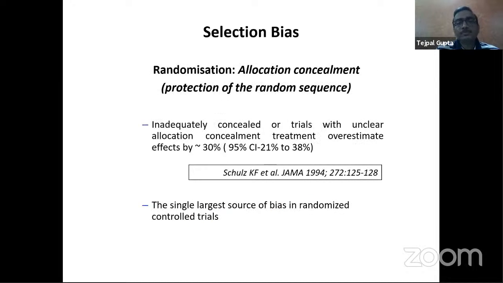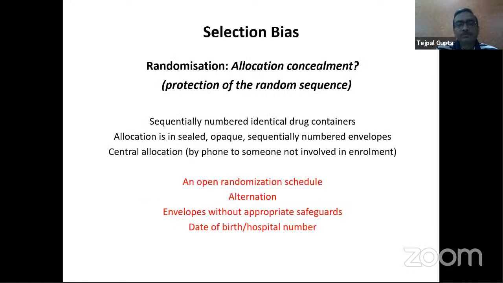or by patient preference. The second important aspect of randomization is allocation concealment, which is protection of the random sequence. And this is supposed to be the single largest source of bias in randomized controlled trials. Inadequately concealed trials, or trials with unclear allocation concealment, tend to overestimate effects by more than 30%.